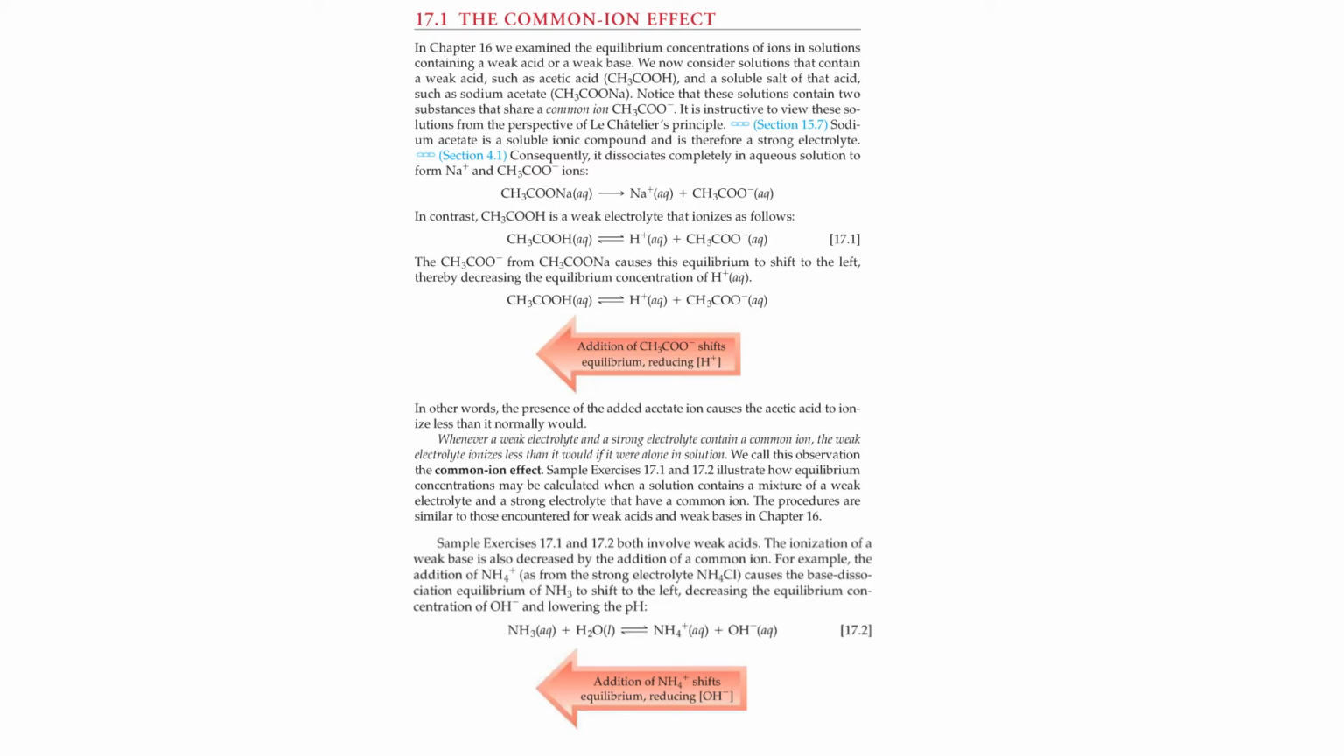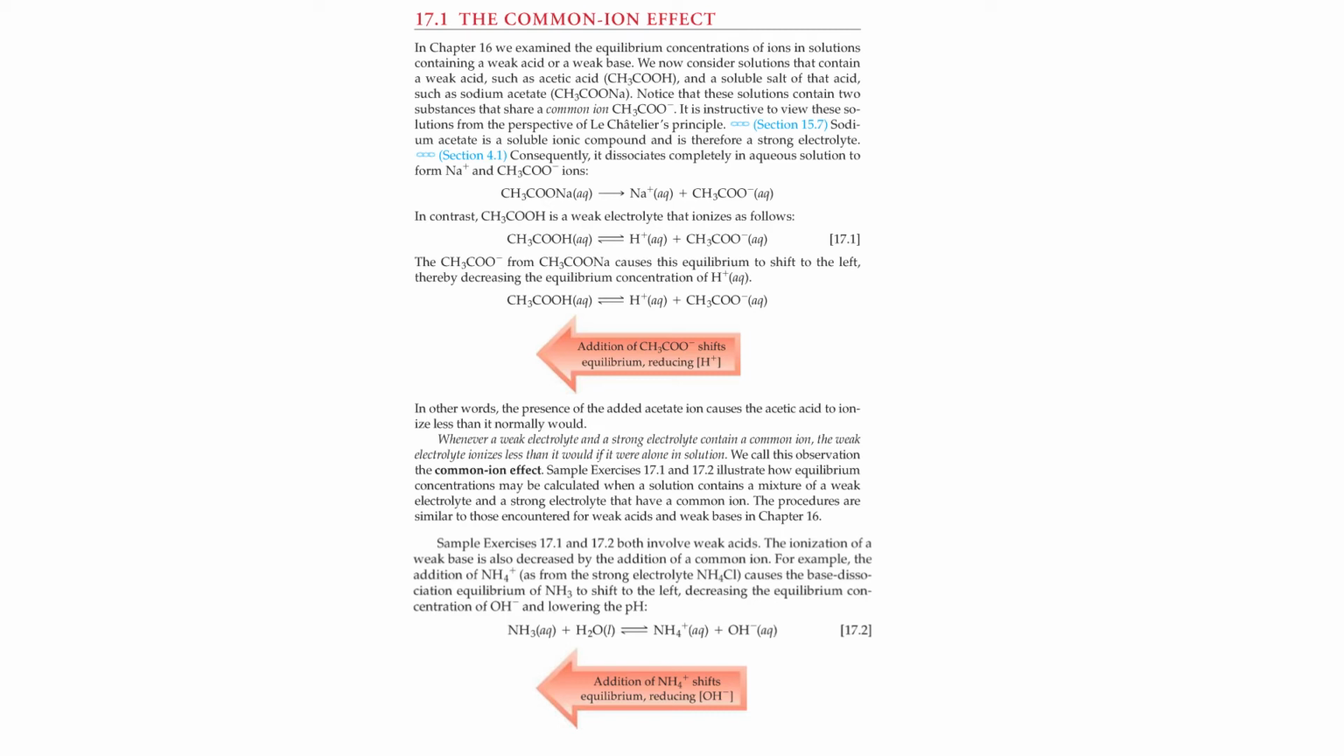The acetate from sodium acetate causes the equilibrium to shift to the left, therefore decreasing the equilibrium concentration of protons. In other words, the presence of an added acetate ion causes the acetic acid to ionize less than it normally would. Whenever a weak electrolyte and a strong electrolyte contain a common ion, the weak electrolyte ionizes less than it would were it alone in the solution. We call this observation the common ion effect.